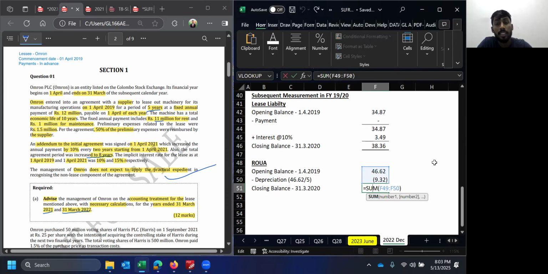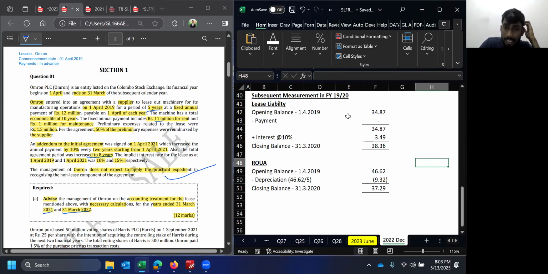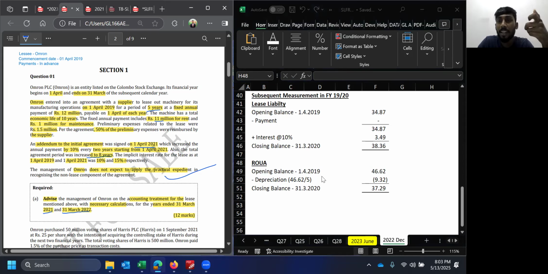Okay. Now, this is the financial year 1920. Because the addendum was made on 1st April 2021, these carrying amounts that I calculated are the carrying amounts before the addendum, that means before the modification, right? Now, tell me, based on this addendum, is this a separate lease or will this result in a remeasurement?